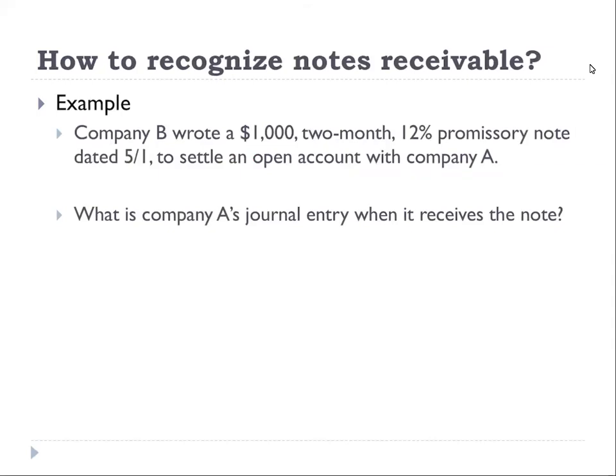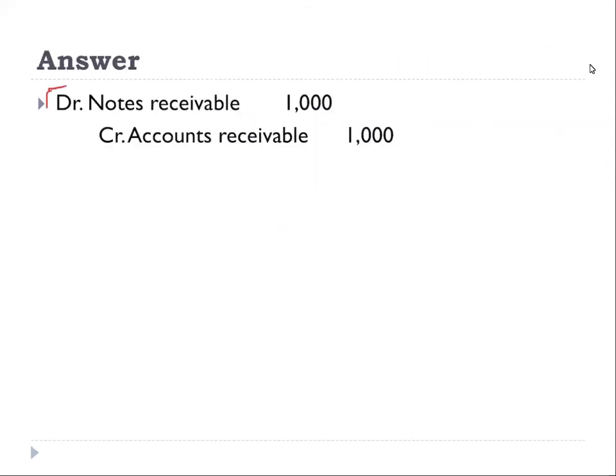Here's an example. Company B wrote a $1,000 2 month 12% promissory note dated May 1st to settle an open account with company A. What is the journal entry that company A makes when it receives the note? This note is a $1,000 note to settle an open account, a previous account receivable the firm has with company B. So basically we decrease accounts receivable $1,000 and we increase notes receivable for $1,000.